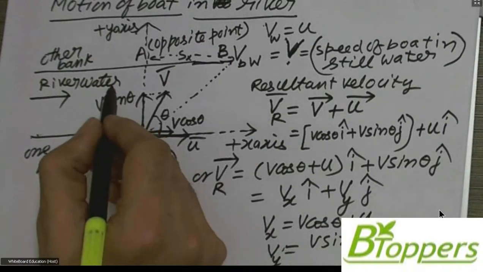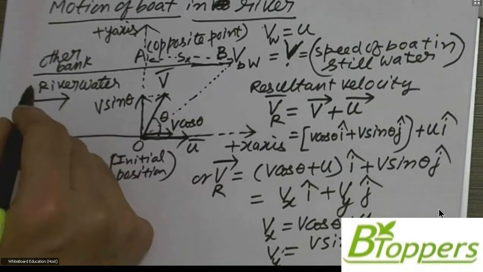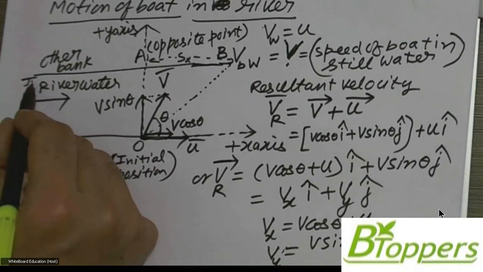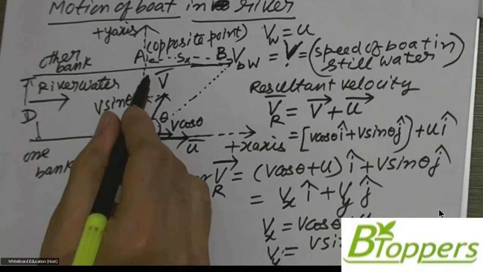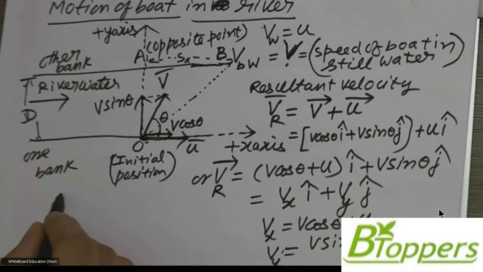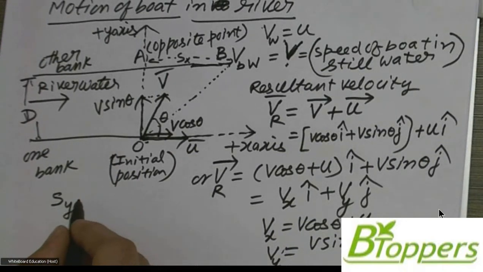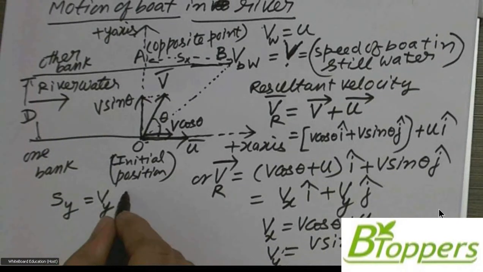So you can write, in most of the problems you are given the width of the river. I denote the width of the river by capital D here. That means the length of the line OA, the width of the river, is denoted by capital D. You can write displacement parallel to the y direction is equal to the y component of velocity into time interval. Let capital T denote the time taken by the boat to cross the river.